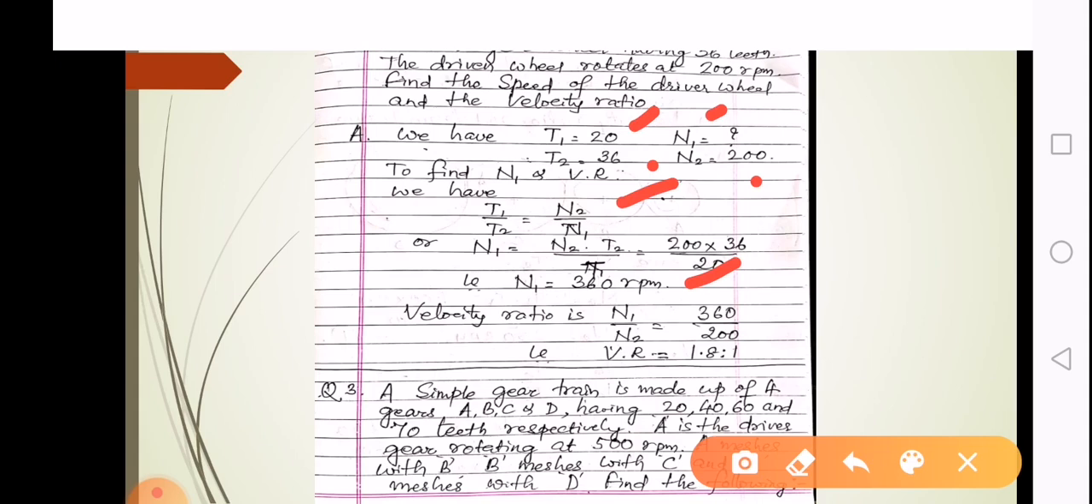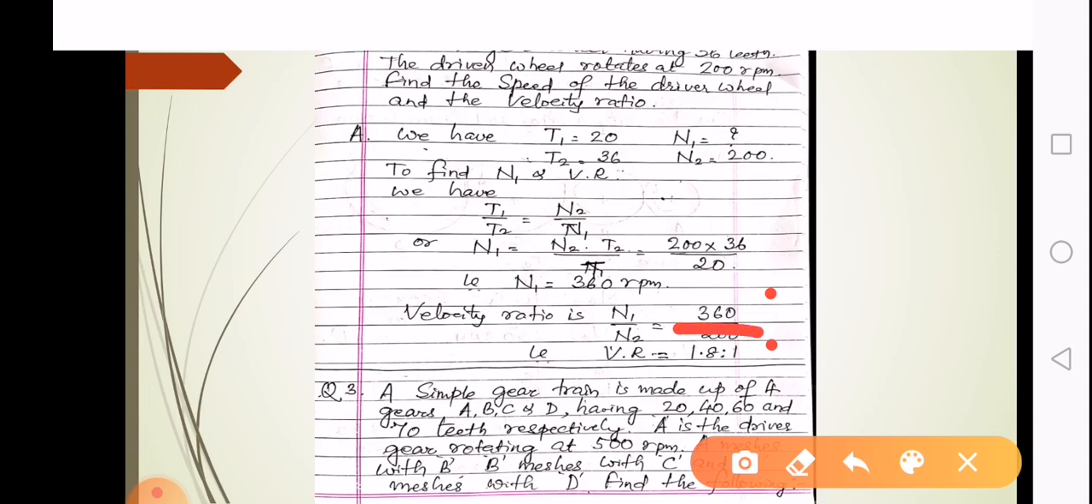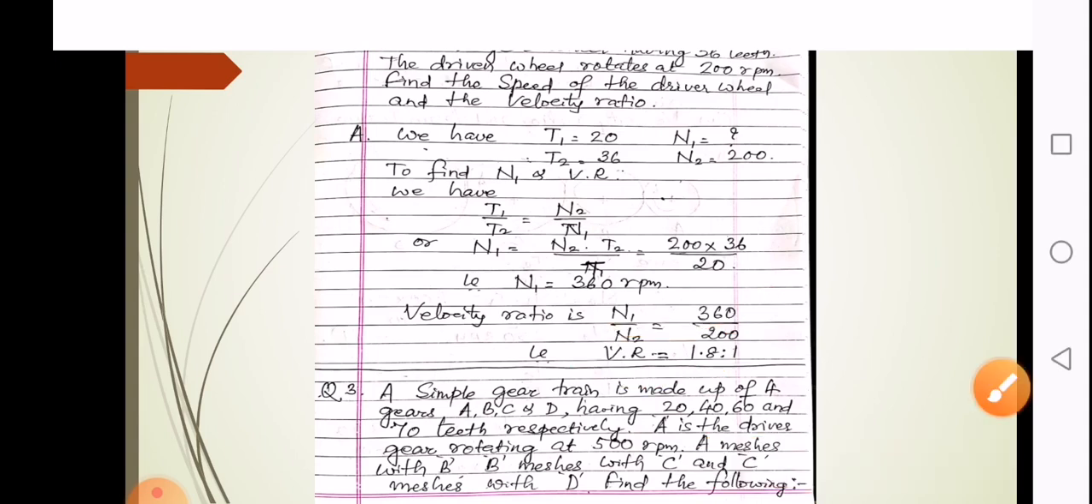Velocity ratio is nothing but N1 by N2, and we have just found out N1 as 360. So the velocity ratio is 360 divided by 200, which is 1.8 is to 1. So the velocity ratio is 1.8 is to 1. Then we will see the last problem, where there is a gear train.